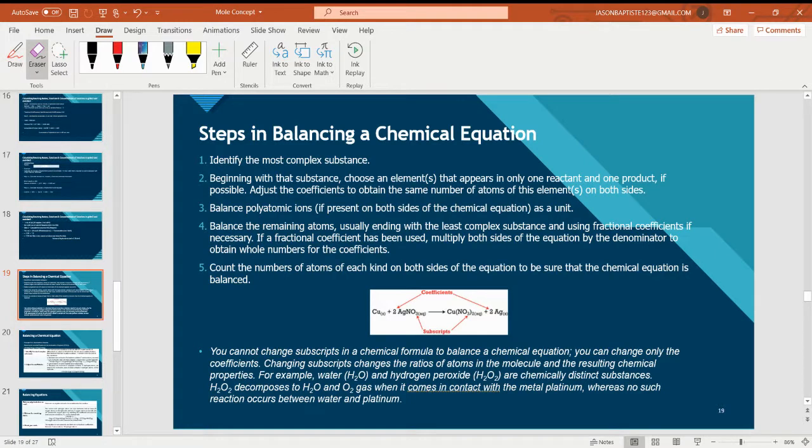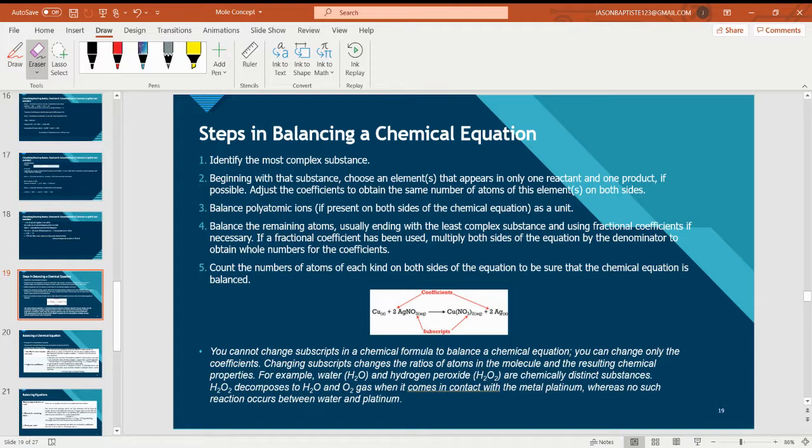Now, you cannot change subscripts in a chemical formula to balance a chemical equation. You can change only the coefficients, which I've just said. Changing subscripts changes the ratios of atoms in the molecule and the resulting chemical properties. For example, water, H2O, and hydrogen peroxide, H2O2, are chemically distinct substances. H2O2 decomposes to water and oxygen gas when it comes in contact with the metal platinum, whereas no such reaction occurs between water and platinum.